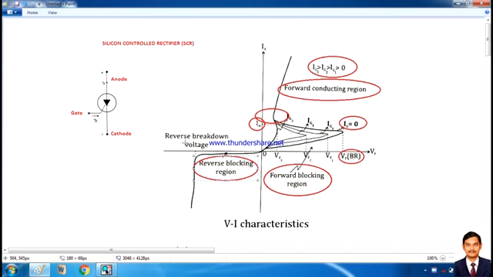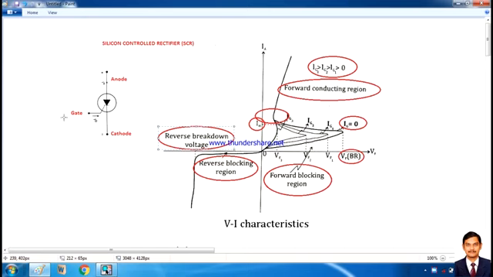Next, the reverse breakdown voltage. It is the reverse anode to cathode voltage at which Zener or avalanche breakdown of the device takes place and the current rises abruptly. We have seen this in the conventional diode also, where the reverse breakdown voltage happens because of avalanche multiplication or the Zener effect, based on the different doping concentrations used in the material. So this is all about the VI characteristics.